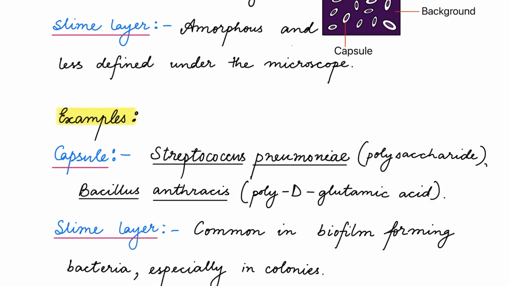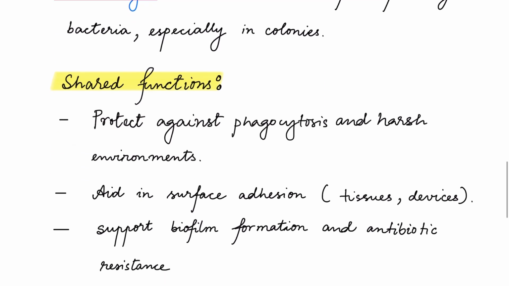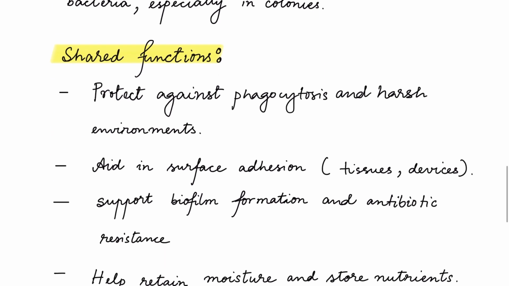Now, what functions are shared by both capsules and the slime layer? So both capsules and slime layers act as protective barriers for bacteria. They prevent the phagocytosis process, meaning engulfment by immune cells, and protect against desiccation, drying out in harsh environments. They also help bacteria adhere to surfaces like tissues or medical devices.